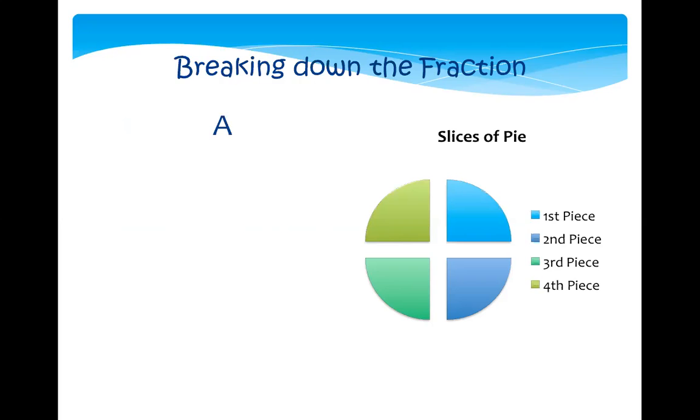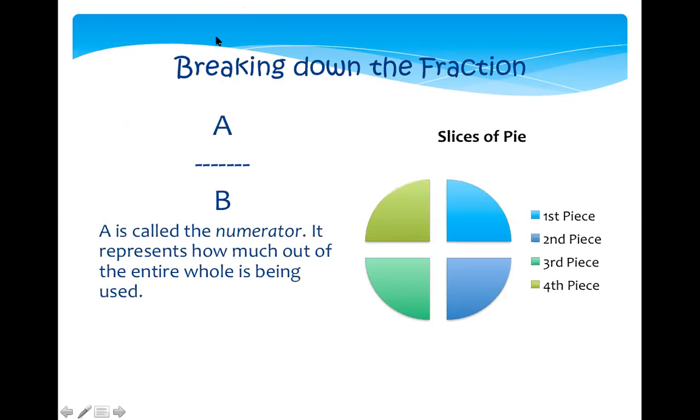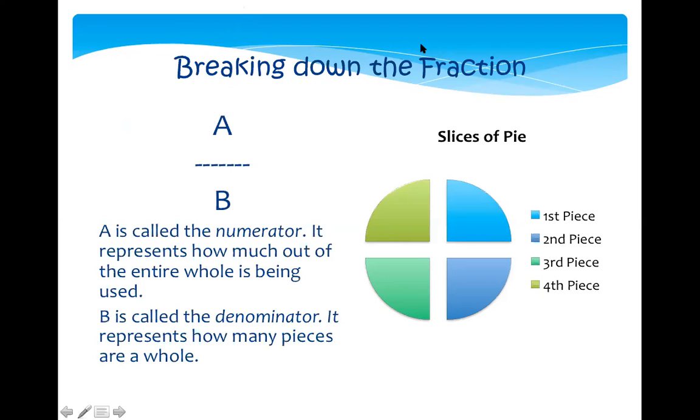So as you can see over here on the right, there is a cake that is broken up into 4 pieces. So each person gets 1 out of the 4 pieces there are total. So the 1 would be the A, and the B would be the 4. A is known as the numerator. It represents how much out of the entire whole is being used, so how many pieces each person is getting.